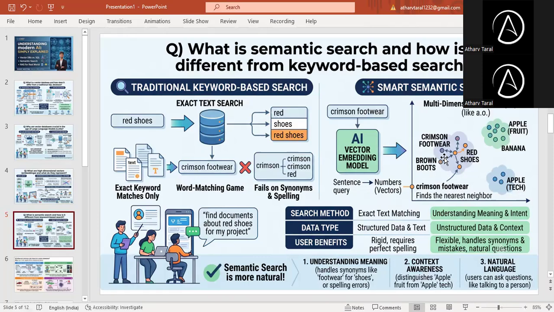So here is why they are different and better for a lot of projects. First is understanding meaning and intent. If a user makes a spelling mistake or uses synonyms, semantic search still finds the right answer because it understands the concept, not just the text. Second one is the context.